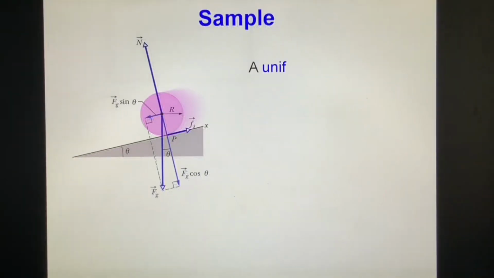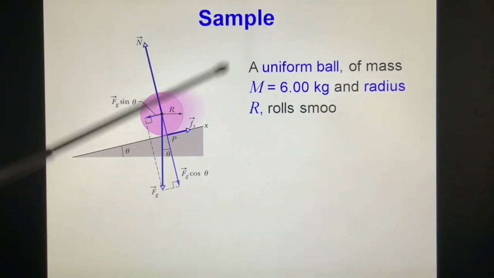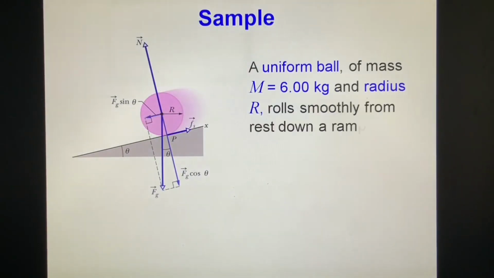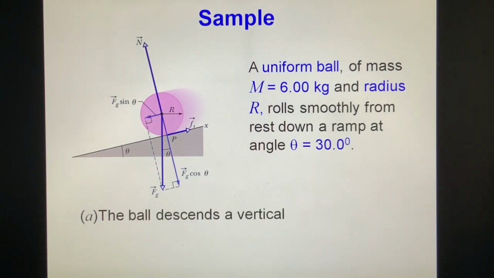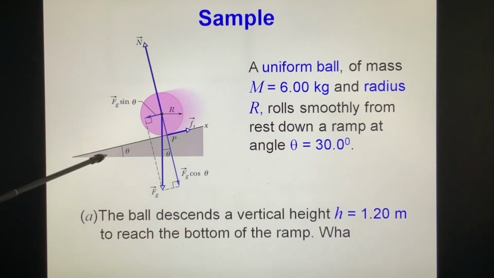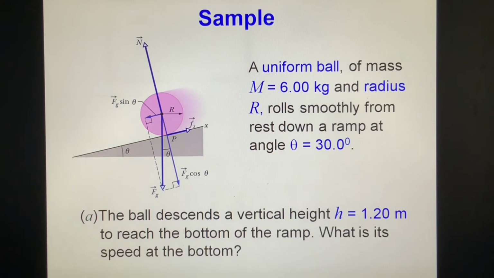Example. A uniform ball of mass m = 6.00 kilograms and radius r rolls smoothly from rest down a ramp at an angle theta = 30.0 degrees. Question A. The ball descends a vertical height h = 1.20 meters to reach the bottom of the ramp. What is its speed at the bottom?